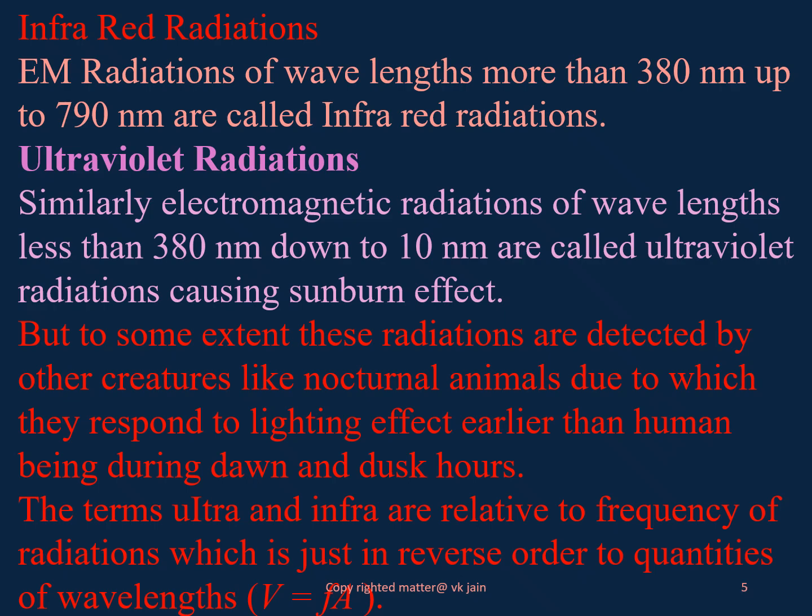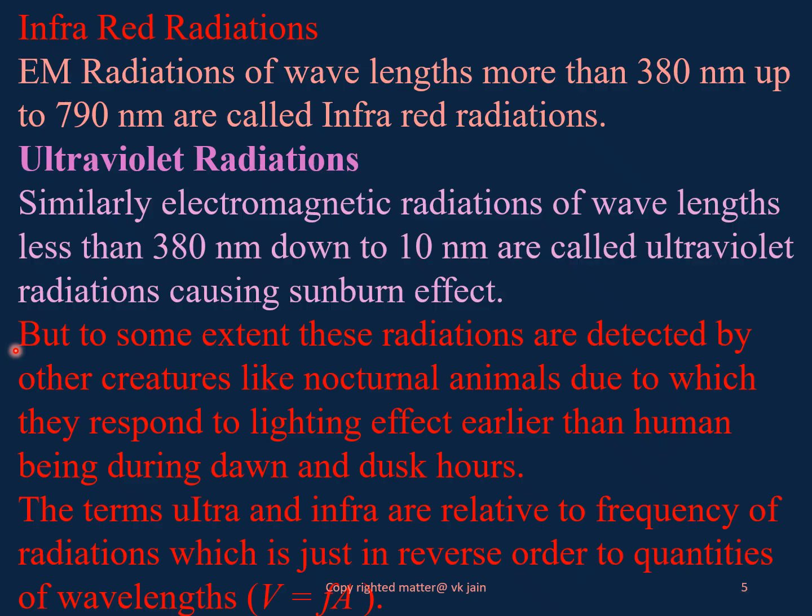Something more about infrared radiations. EM radiations of wavelength more than 380 nanometer up to 790 nm are called infrared radiations. Now, something about ultraviolet radiations. Similarly, electromagnetic radiations of wavelength less than 380 nanometer down to 10 nanometer are called ultraviolet radiations, causing sunburn effect.